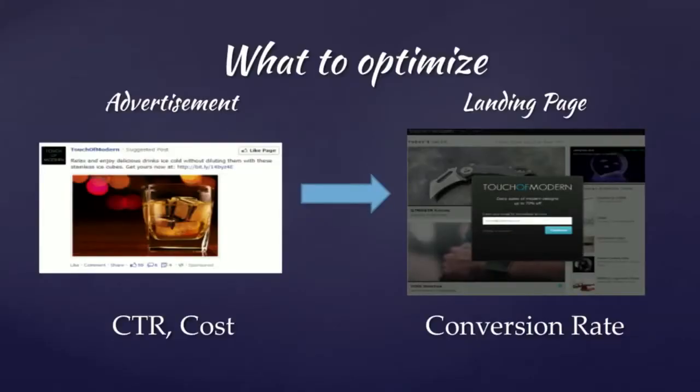Now, what can you actually optimize? There's two sides. External, the advertisement, and internal, your landing page. So for the advertisement, you're going to mostly be optimizing for click-through rate, how many people you can get to click on the ad and come to your page, and cost. How much does it cost to get each of those clicks to your page? Now on the landing page side, you're optimizing for conversion rate. Out of all those users you're bringing to your site, how many of them can you get to convert to your conversion goal?